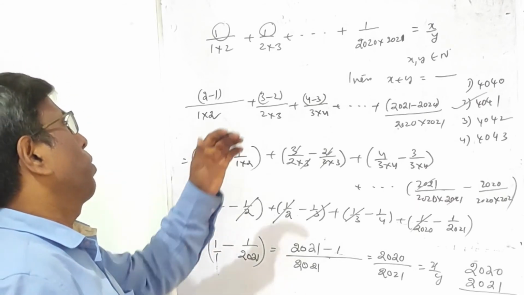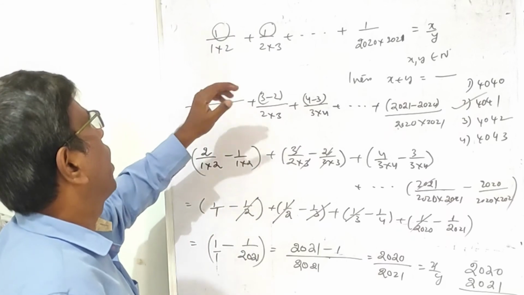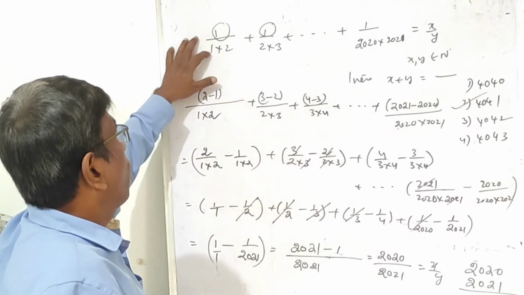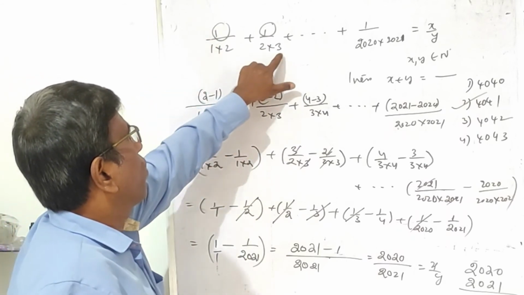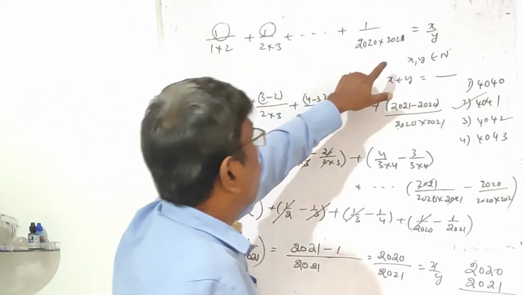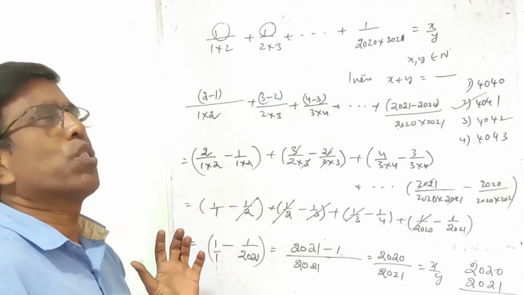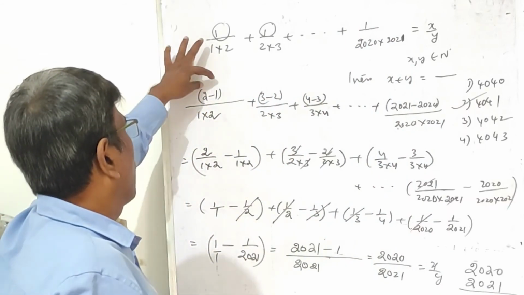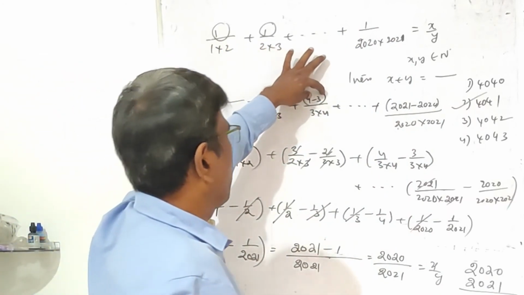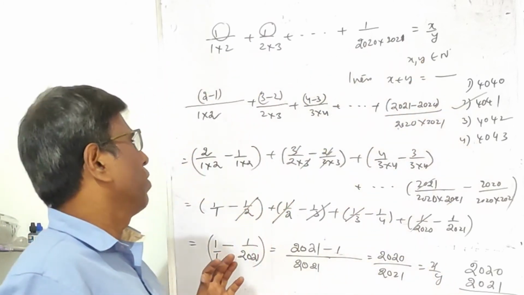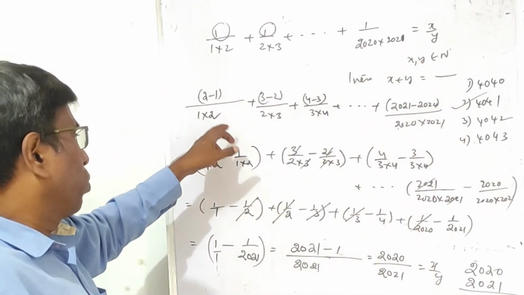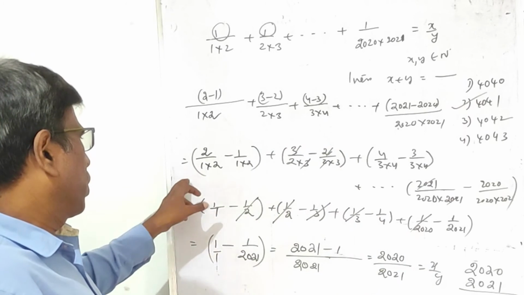Once again, I will explain this question. What is the logic behind that? The difference of 2 and 1 is 1. The difference of 3 and 2 is 1. The difference of 2021 and 2020 is 1. That's the difference. So this one can be taken as 2 minus 1, 3 minus 2, 4 minus 3. So this is the idea. So 2 minus 1 by 1 into 2, take like this. So this is 1 by 1.